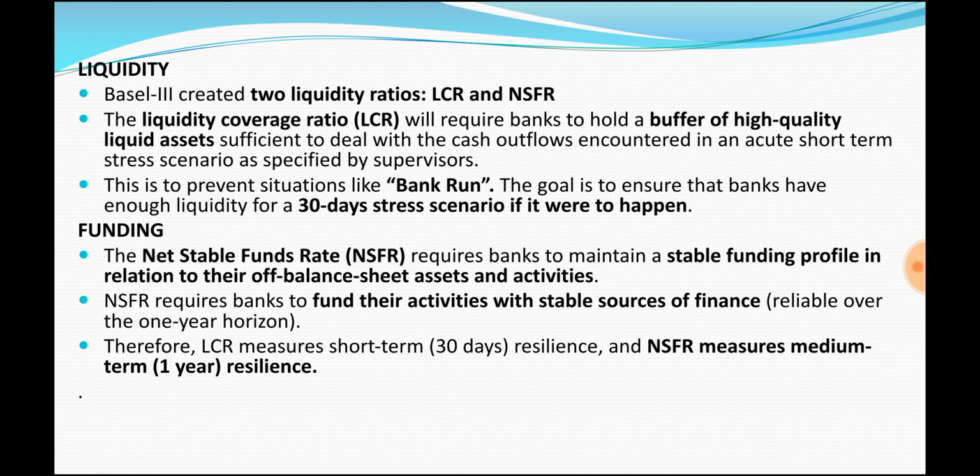But if they have funds that they are buying, which is stable fund up to 1 year, then there is some security. That is what the net stable funding ratio is. They should maintain a stable funding profile in relation to the off balance sheets. Okay, so please remember these 4 points. That is the pillars of the Basel III norms.